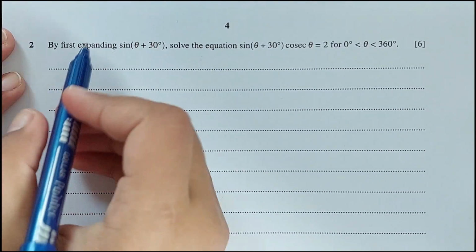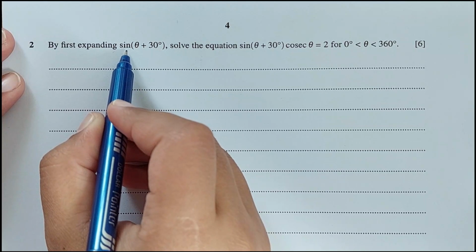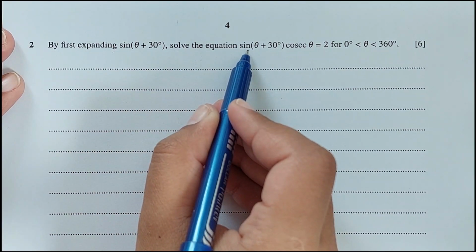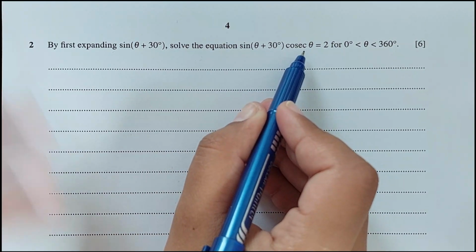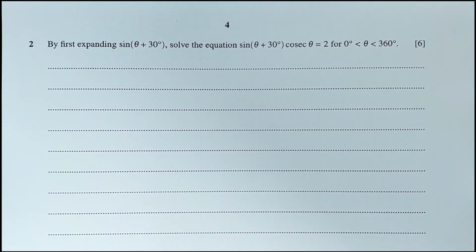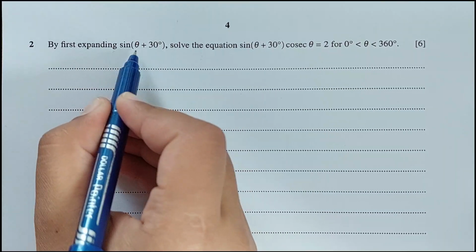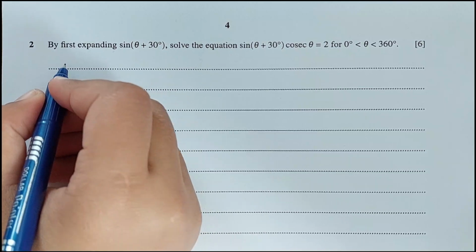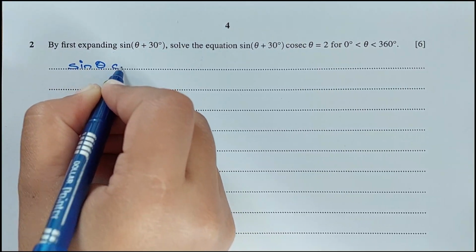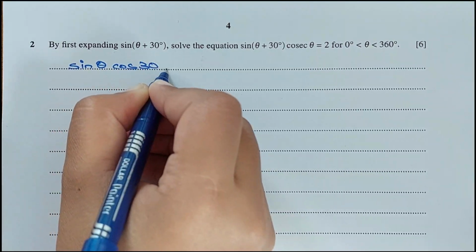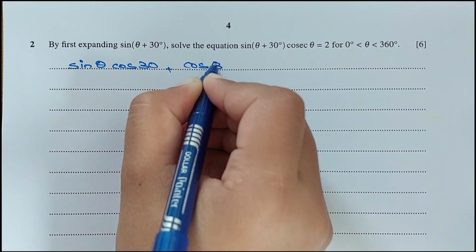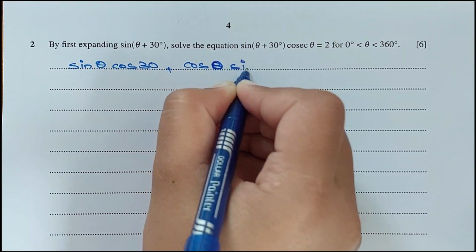Question number 2: by first expanding sin(θ + 30°), solve the equation sin(θ + 30°) cosec θ = 2 for θ between 0 and 180 degrees. Here we have to use the sum formula, sin(A + B), which is sin θ cos 30 plus cos θ sin 30.